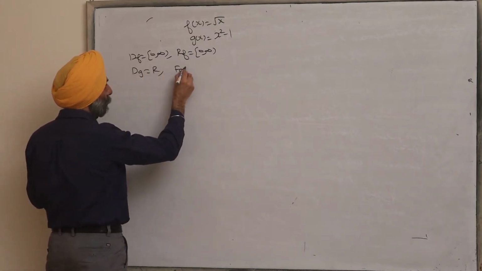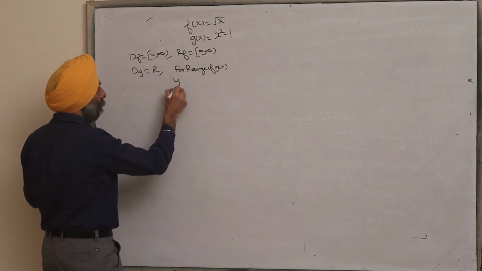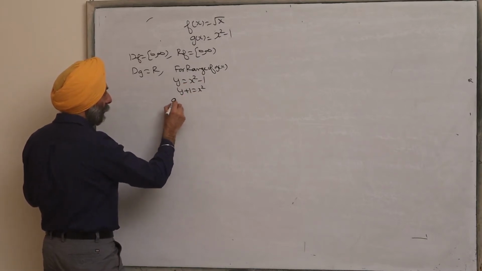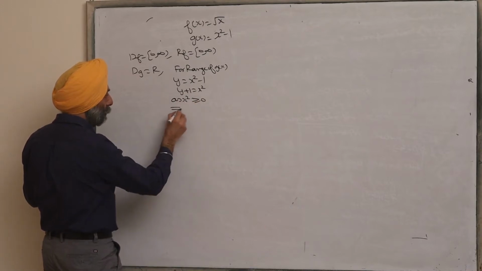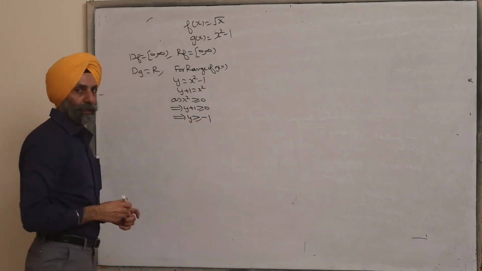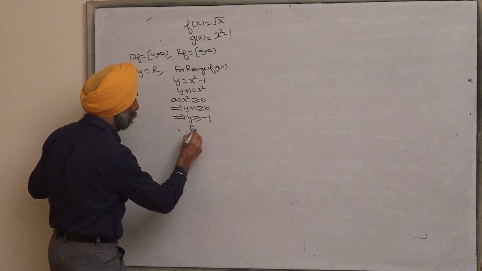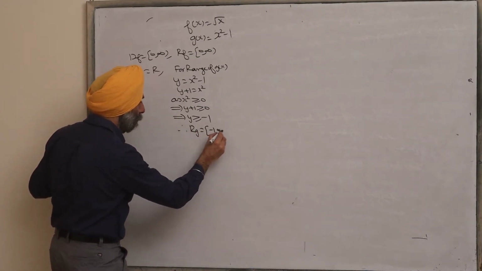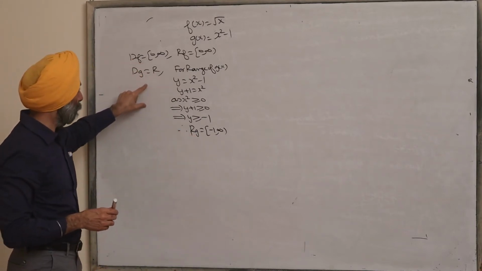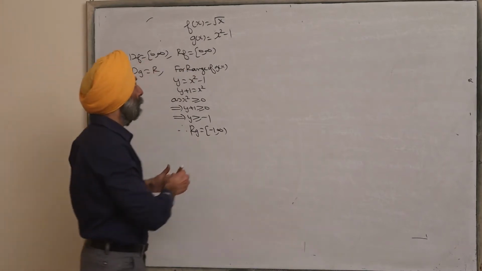Now for range of g(x), let y equal x square minus 1, so y plus 1 is equal to x square. As x square is greater than or equal to 0, this implies y plus 1 is greater than or equal to 0, which implies y is greater than or equal to minus 1. So therefore range of g is equal to minus 1 to infinity. We have the domain of f, range of f, domain of g, and now the range of g.